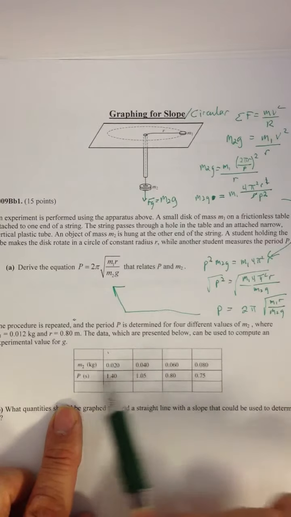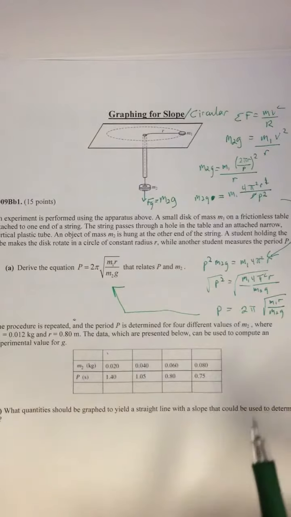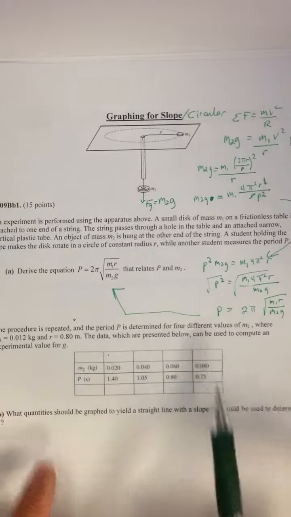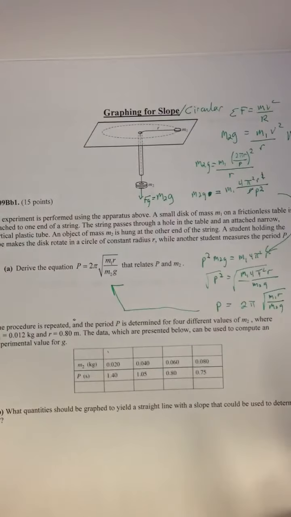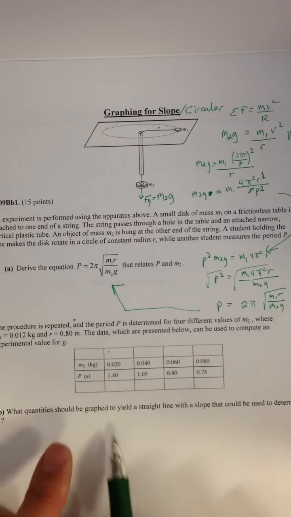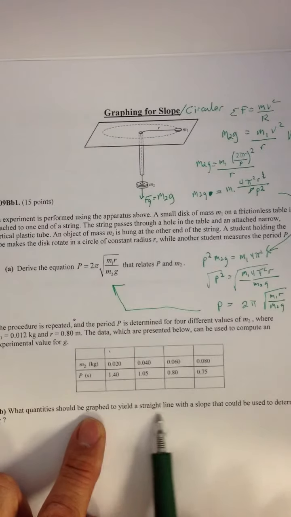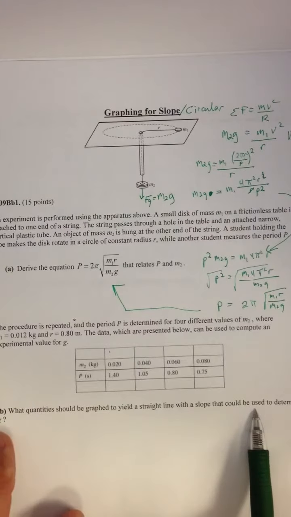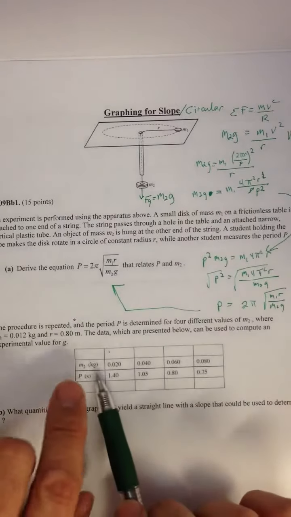They changed the mass too, and they saw how that affected the period. And they're giving you some numbers here to make things a little easier for you. And we're going to go ahead and figure out what quantities give us a straight line graph where the slope can be used to determine g.